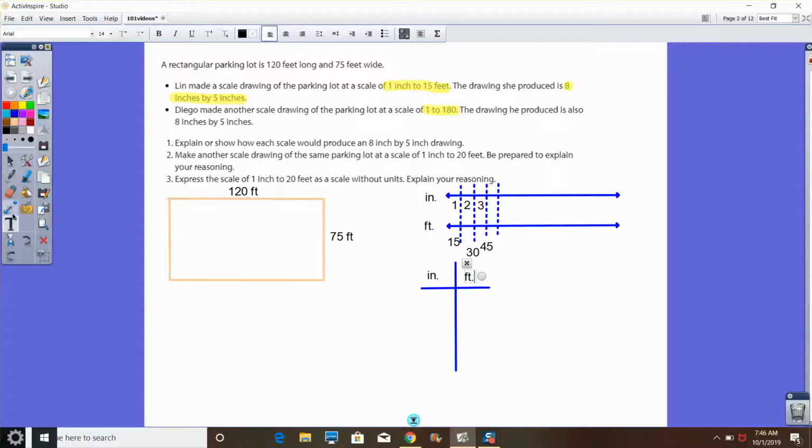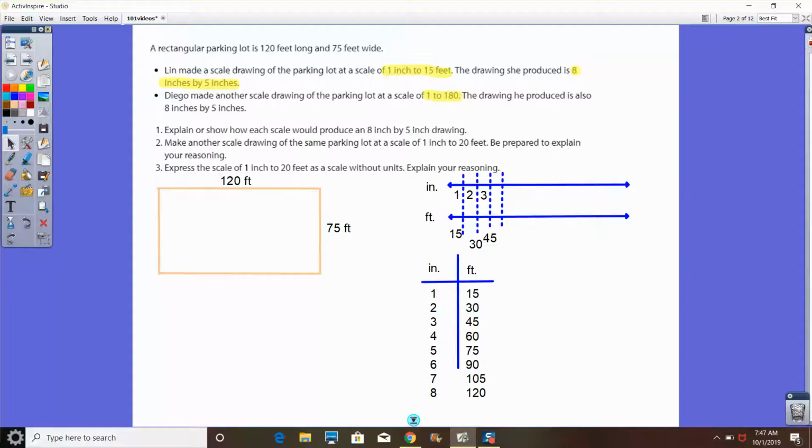Again, same kind of concept here. I go 1, 2, 3, 4, 5, and I can obviously continue. And then here on my feet side, I've got 15. Every time I go to a new line, 15, 30, 45, 60, 75, right? Let me just keep going: 90, 105, 120. And if I extend this a little bit further, 6, 7, and 8, that should pretty much cover why Lynn's drawing is going to be 8 inches by 5 inches, because look at the distances that she has to convert.